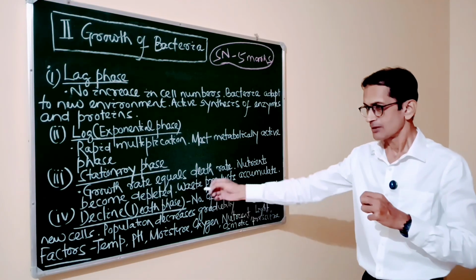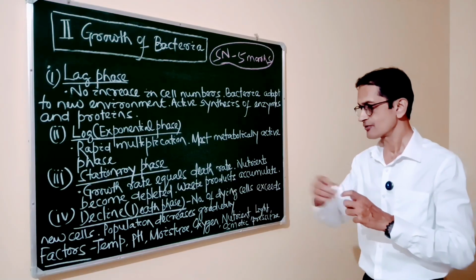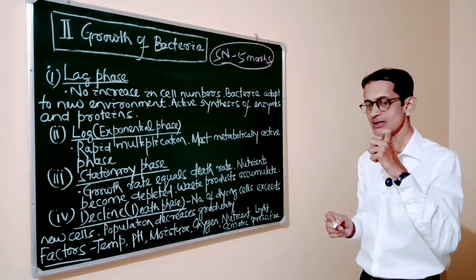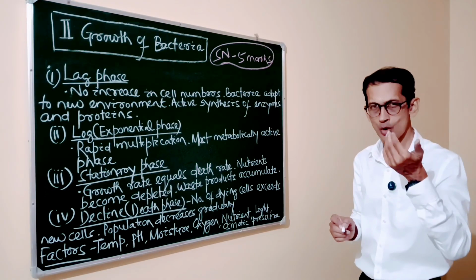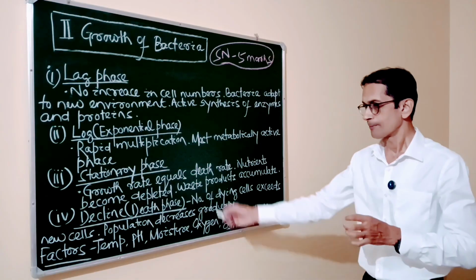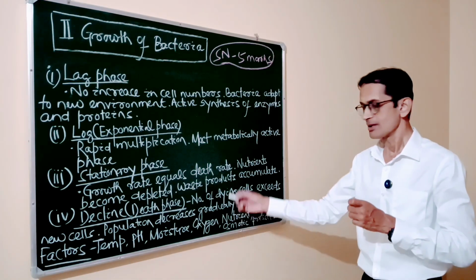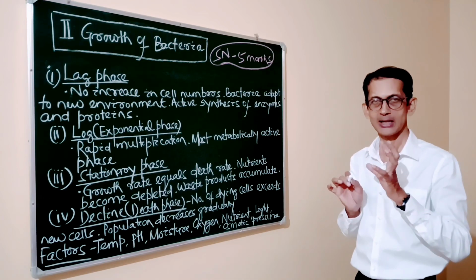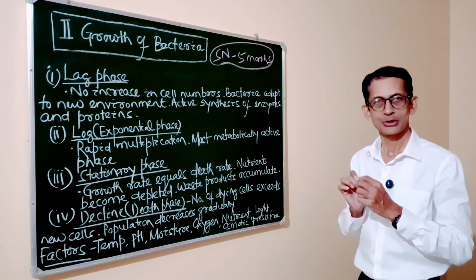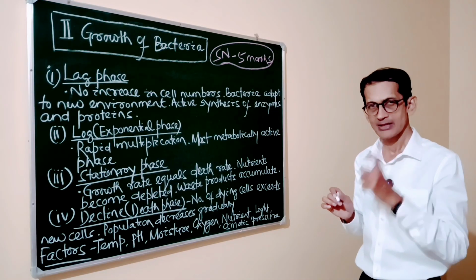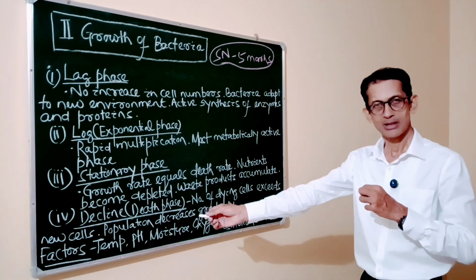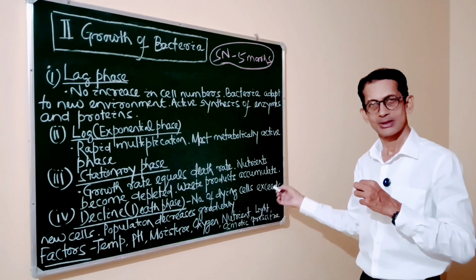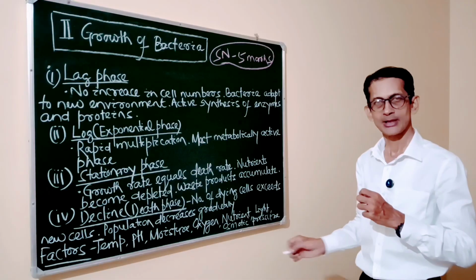And then comes the final decline or death phase. In this phase, the number of dying cells exceeds new cells, meaning death is more than the new. Bacterial population decreases gradually. So these are the 4 phases of bacterial growth. At the end, you need to mention factors affecting bacterial growth: temperature, pH, moisture, oxygen, nutrient, light, and osmotic pressure.